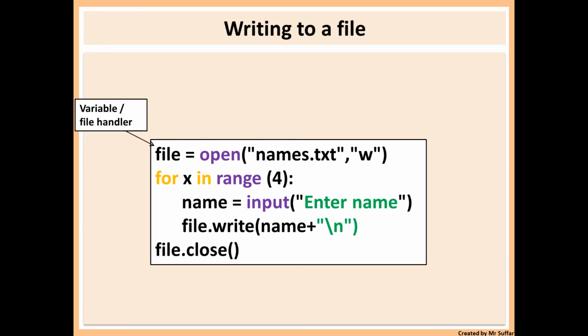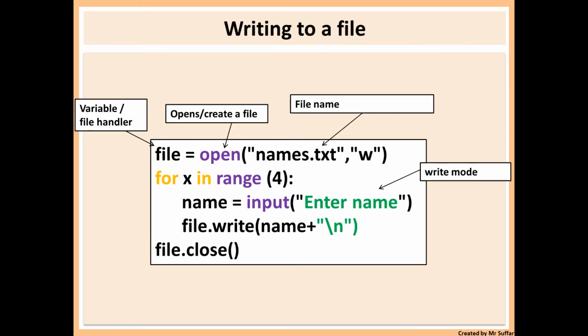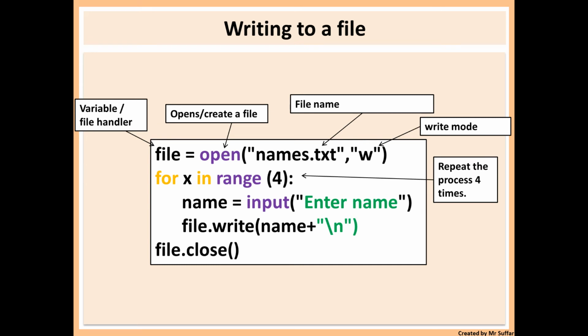Here is a final one. So we've got file equals open, names.txt again. We've got a file called names.txt. Then I've put W, so I've opened it in write mode. Then I've used a for loop that loops four times. Now, this will repeat four times and it will ask for the names four times. Now, after it asks for a name, it will write the name inside the text file.